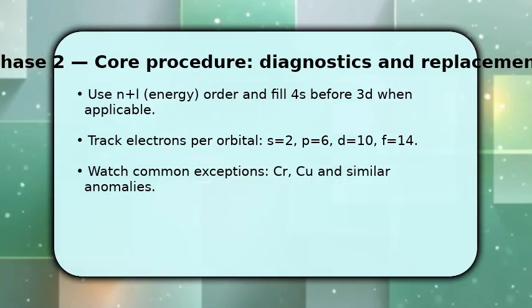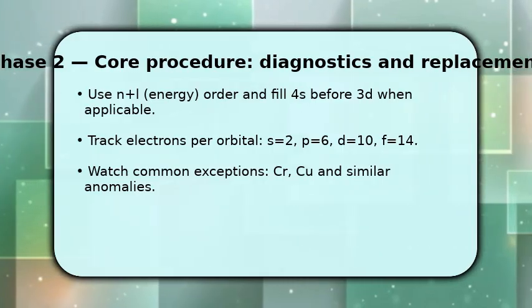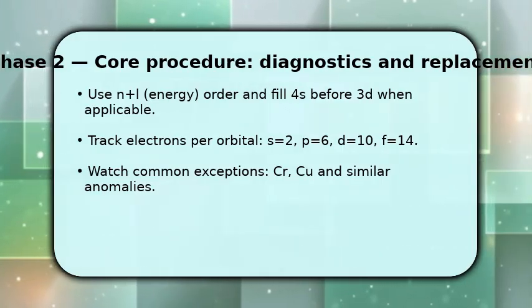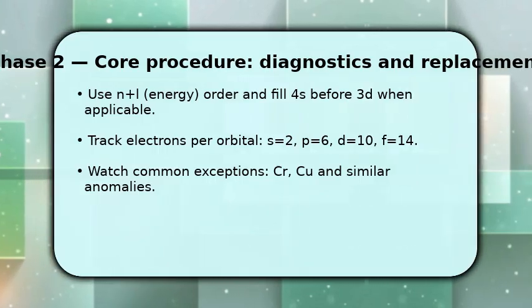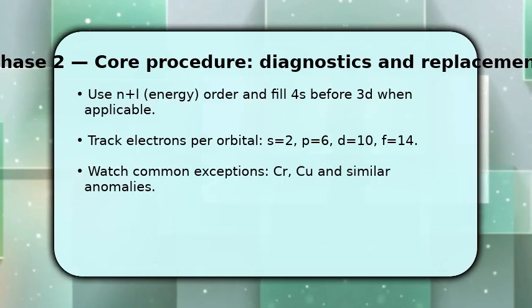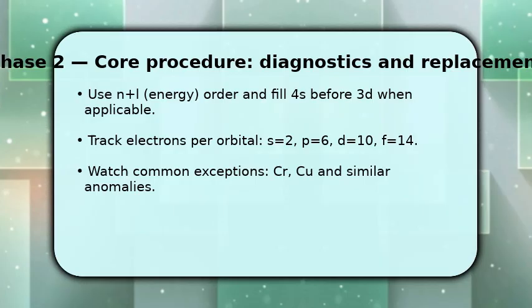Make sure you never put more than 2 electrons in an s orbital, 6 in p, 10 in d, or 14 in f. Also watch for exceptions like the chromium and copper families, where half-filled or fully filled d subshells are favored. When you hit those, adjust electrons to reflect observed stability, and note why.